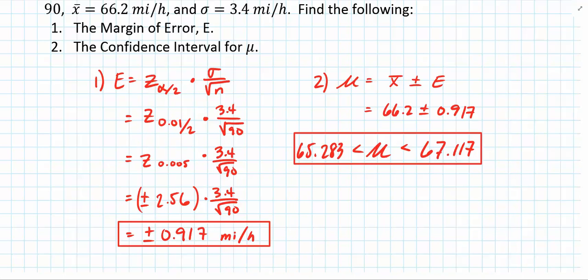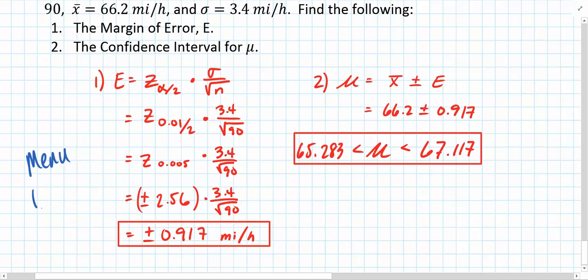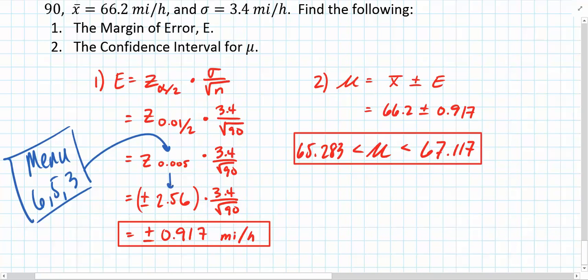So we had to use our menu 653 command to obtain the critical value that we got here, utilizing the area of 0.005 because that's half of 0.01. Now that critical value is a positive negative 2.56, which multiplied by our standard deviation of 3.4 divided by the square root of the number of tickets in this particular sample, 90, gives us a margin of error of plus or minus 0.917 miles per hour.